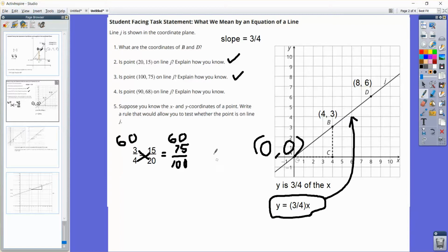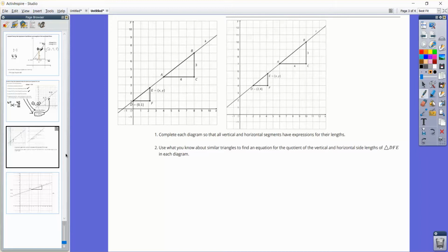So what you see here is the rule that you might come up with. You may even come up with it in words like this. You may recognize that the ratio between the y and the x is the slope. There are a lot of ways that you can explain that, but this is a useful lesson. Like I said, this works because the line goes through the origin. Now, the next bit of information is a little trickier, okay? We're going to complete the diagrams so that the vertical and horizontal segments have expressions for their lengths.